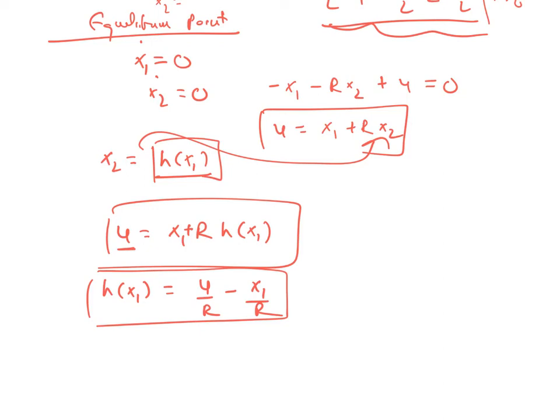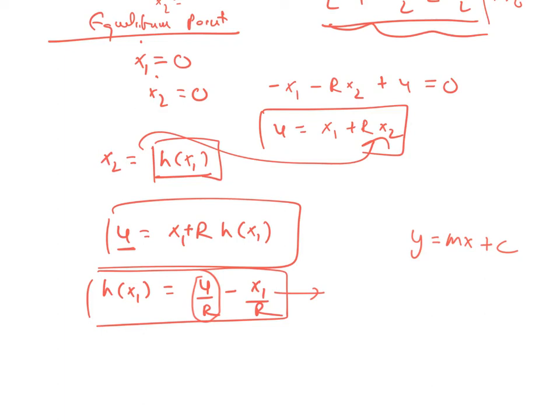Y equals mx plus c, right? What are the straight line equations? Y equals mx plus c. So this can be mx, so basically 1 by r is the slope, right? And this is a constant. U by r is a constant, given an input, that is a constant.